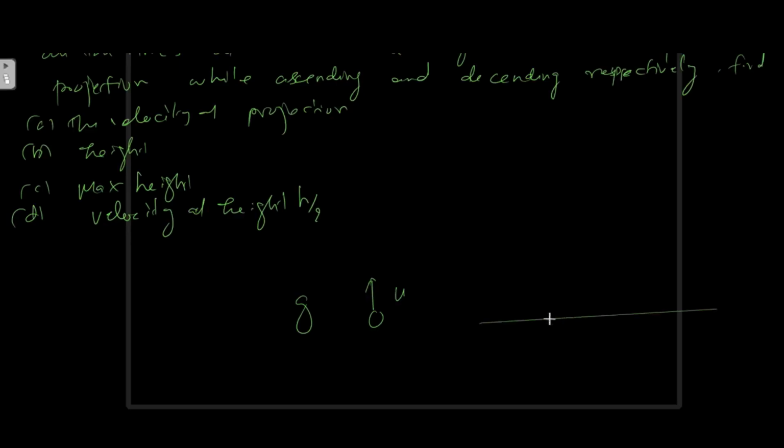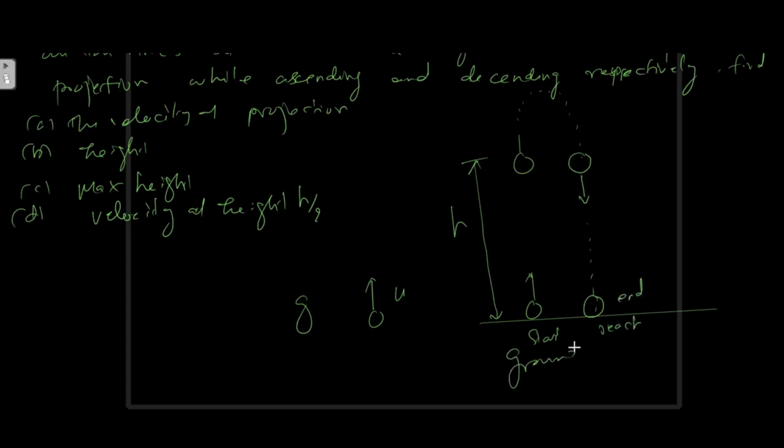This is the point of projection. So this is started, and this is height h. This is the ascending position. This is descending and reaching here. This is the starting point, this is the end. Clear? This is ground level, so the point of projection is also the ground level.